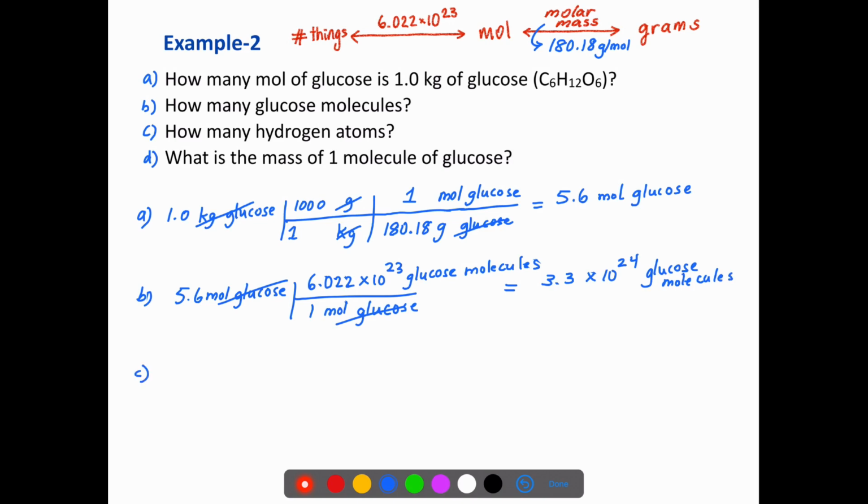Okay, next let's do C. How many hydrogen atoms is that? So until this point we have the number of glucose molecules. Imagine that many glucose molecules. If I write this 2 times, you have 2 glucose molecules. If I write these units 3 times, I'm representing 3 glucose molecules. So imagine writing out that many glucose molecules.